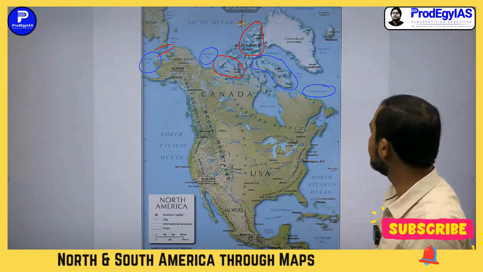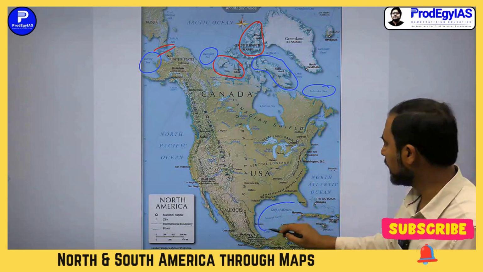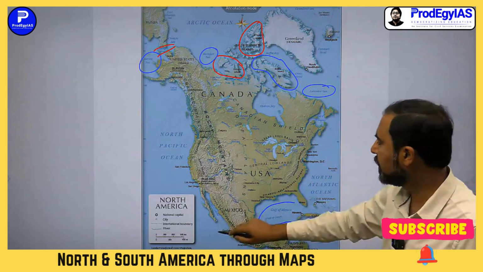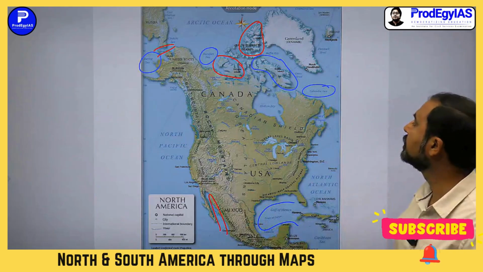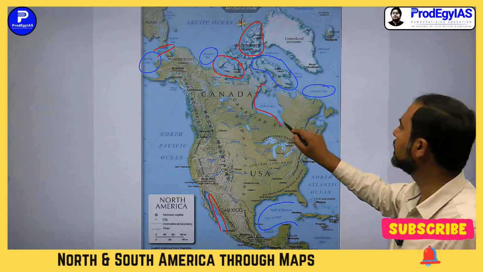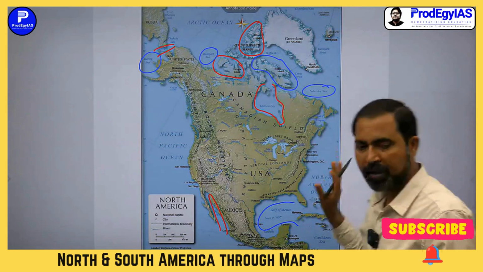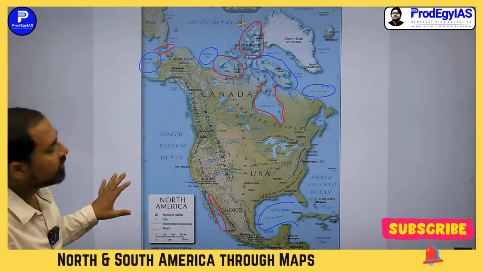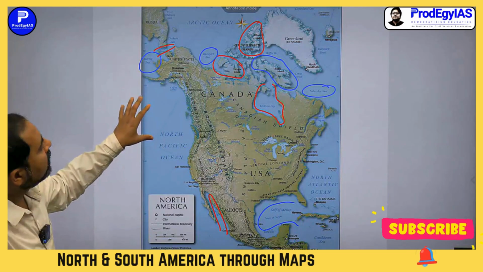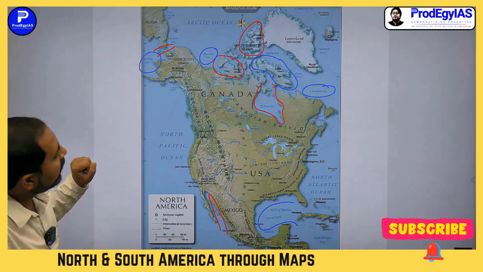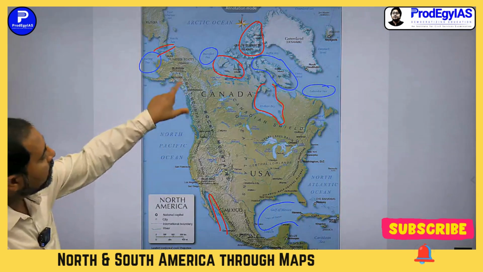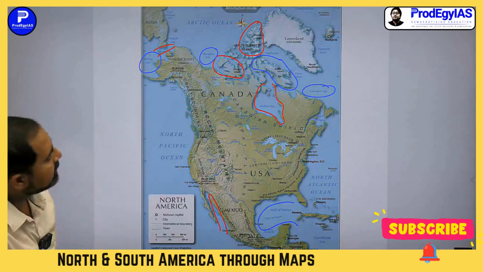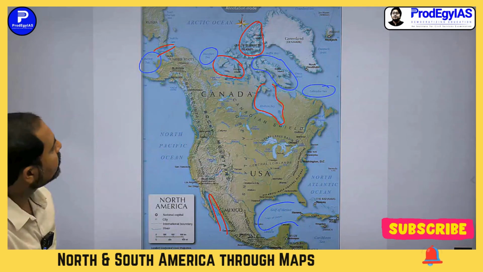Then this is Gulf of Mexico. This is Gulf of California. And this is Hudson Bay. Okay, they are all large hydro features, you can say. Along with that, there are some lakes, important lakes, especially in Canada and USA.